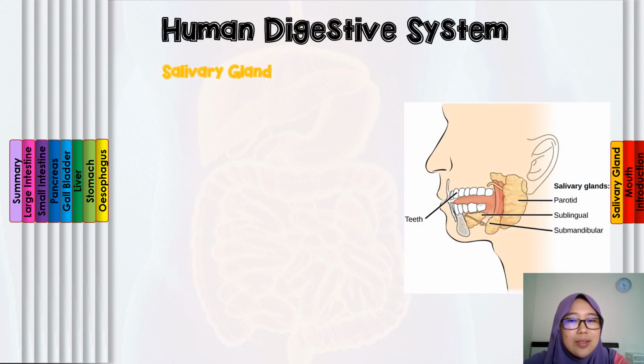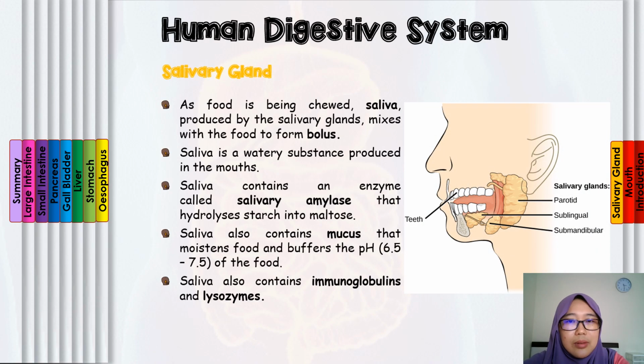The next one is the salivary gland. The presence of food in the mouth stimulates the secretion of saliva from the salivary gland. Saliva mixes with the food to form a bolus. Saliva contains an enzyme called salivary amylase that will hydrolyze starch into maltose. It contains mucus with pH 6.5 to 7.5 and also contains immunoglobulin and lysozyme.